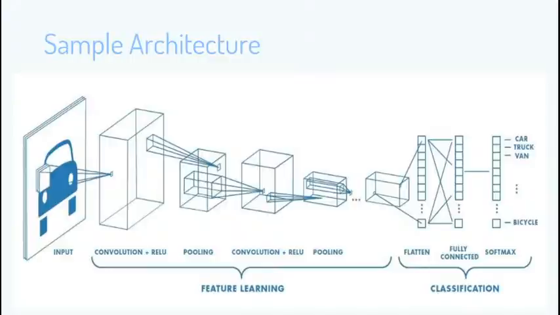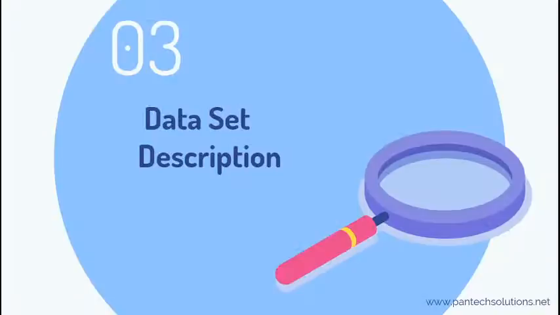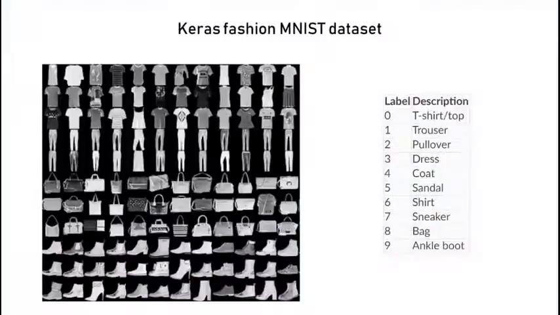Okay, so next is the dataset description. I want to tell you what type of dataset I am using, because only then will you understand. So that's why I am showing you the dataset description. You just need to go through it. Here the dataset is in the form of grayscale images. I already told you grayscale is the 0 to 255 range. The dataset is Fashion MNIST.